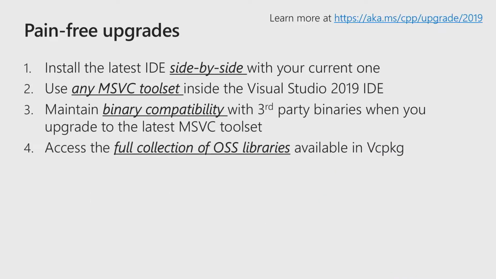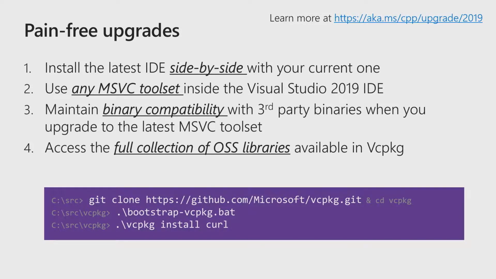And last but not least, if any of your third-party libraries are open source projects, the best way to acquire these libraries is through vcpkg. vcpkg is a popular C++ package manager, and it brings full support for the Visual Studio 2019 toolset. If you're not familiar with vcpkg, these are the 3 commands you have to run to get started and have one of the open source libraries fully set up on your dev box, ready for consumption. I hope these reasons give you the peace of mind and the comfort that upgrading to 2019 is pain-free.